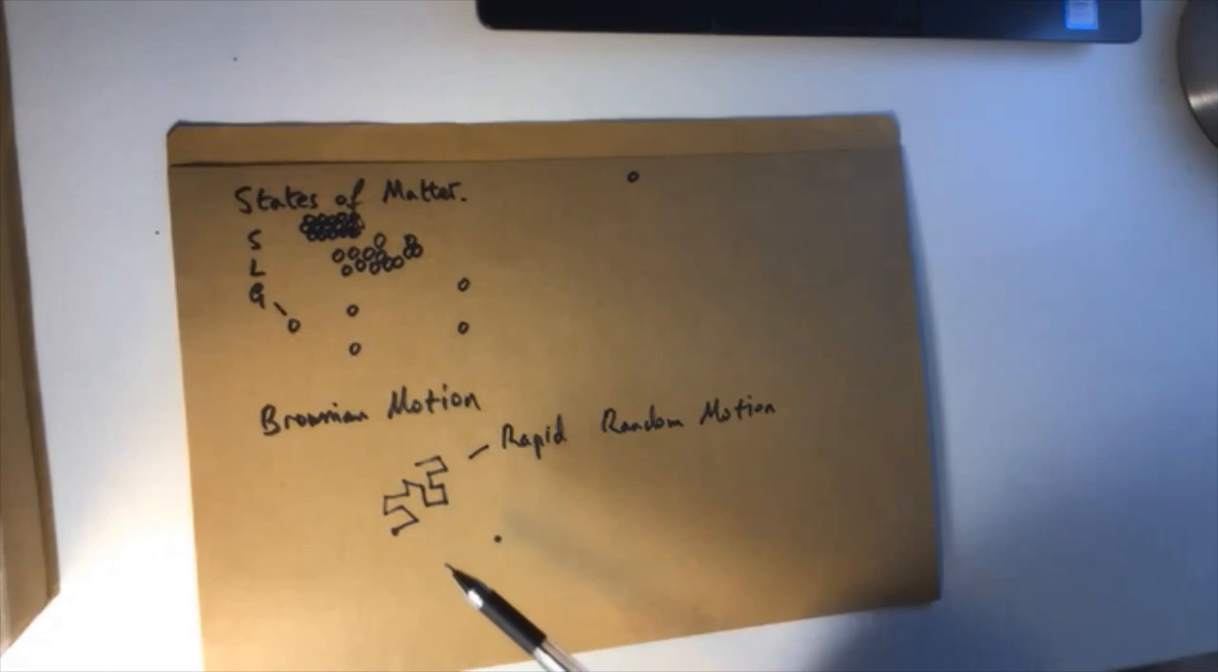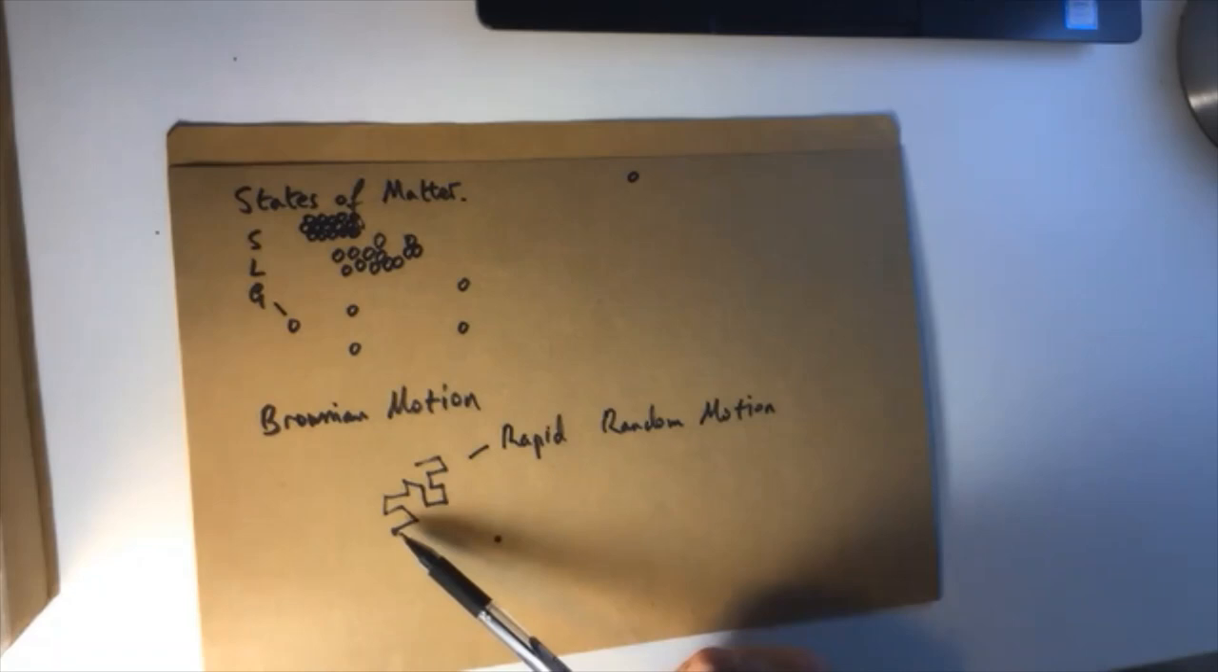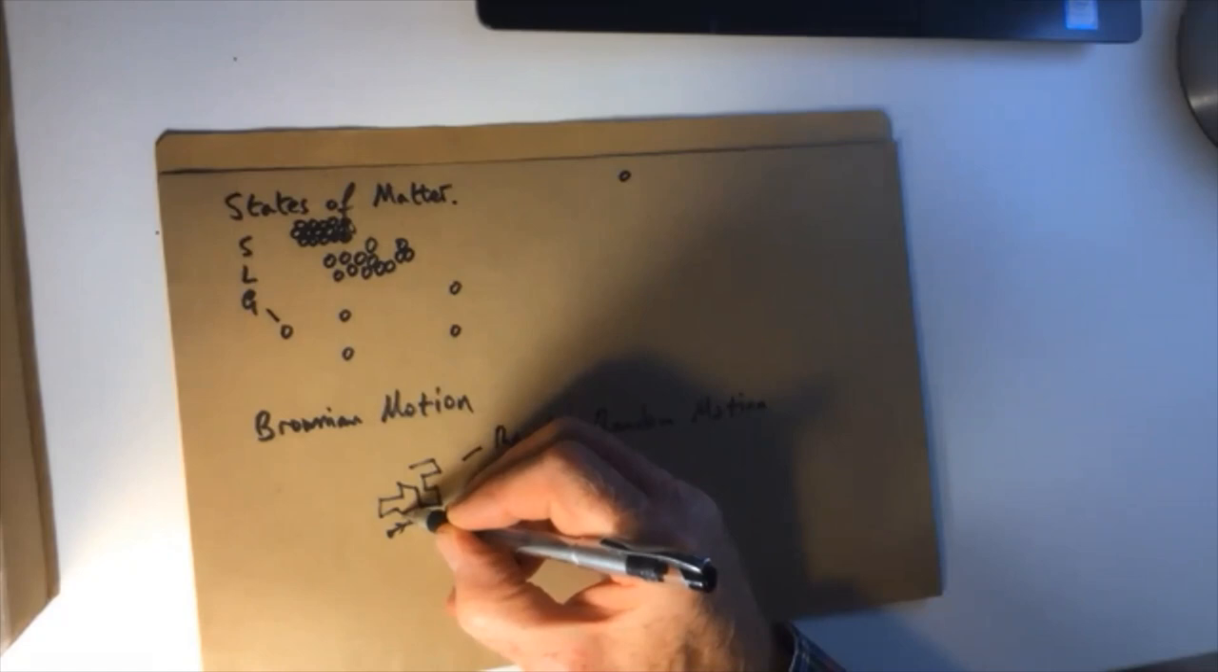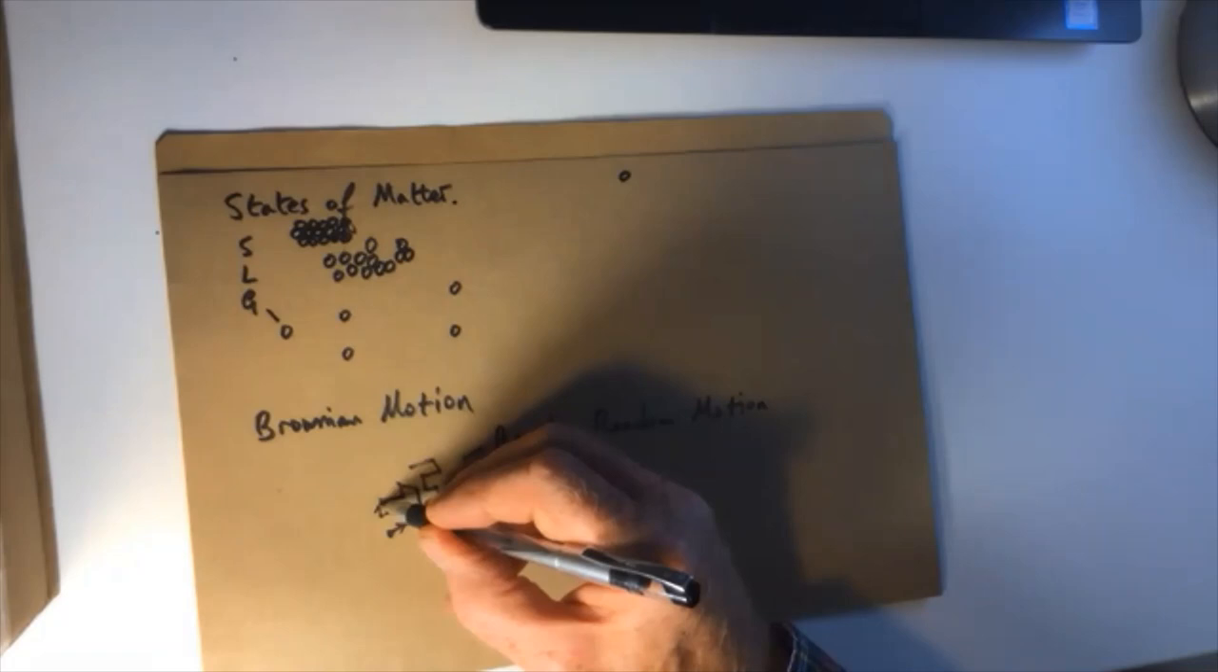So what he said was the water molecules are not moving in a convection current. They're just oscillating around, and when they hit the pollen, they make it move in these little directions. And the same happens with gas. We can do the same with smoke. We can look at this with smoke particles in a gas.